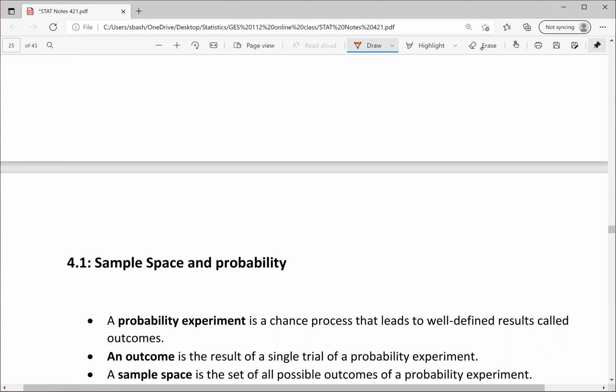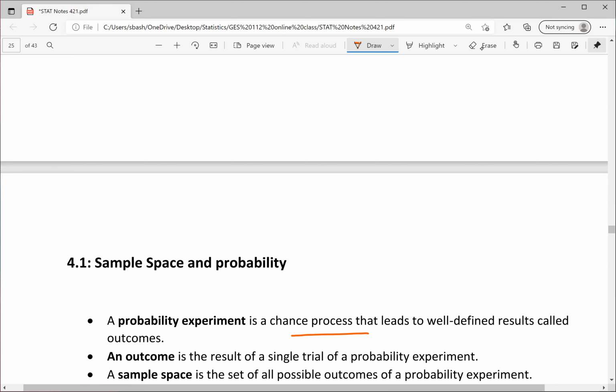First of all, let's define the probability experiment. A probability experiment is a chance process that leads to well-defined results called outcomes. So it is just an experiment or a process that leads to well-defined, clear outcomes. Well-defined means the outcomes will be very clear and specific.